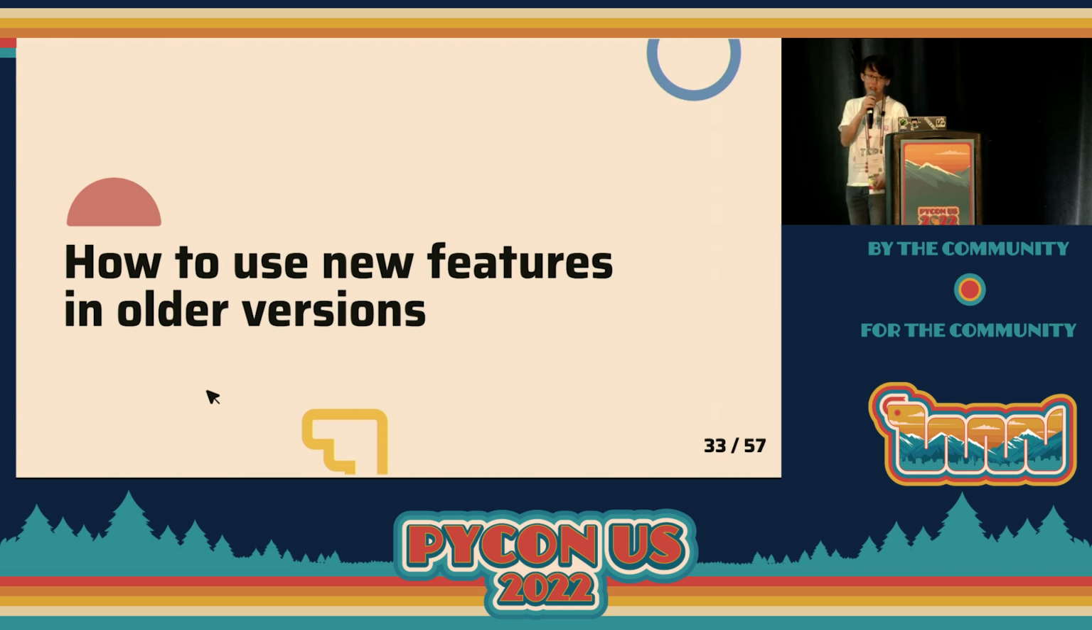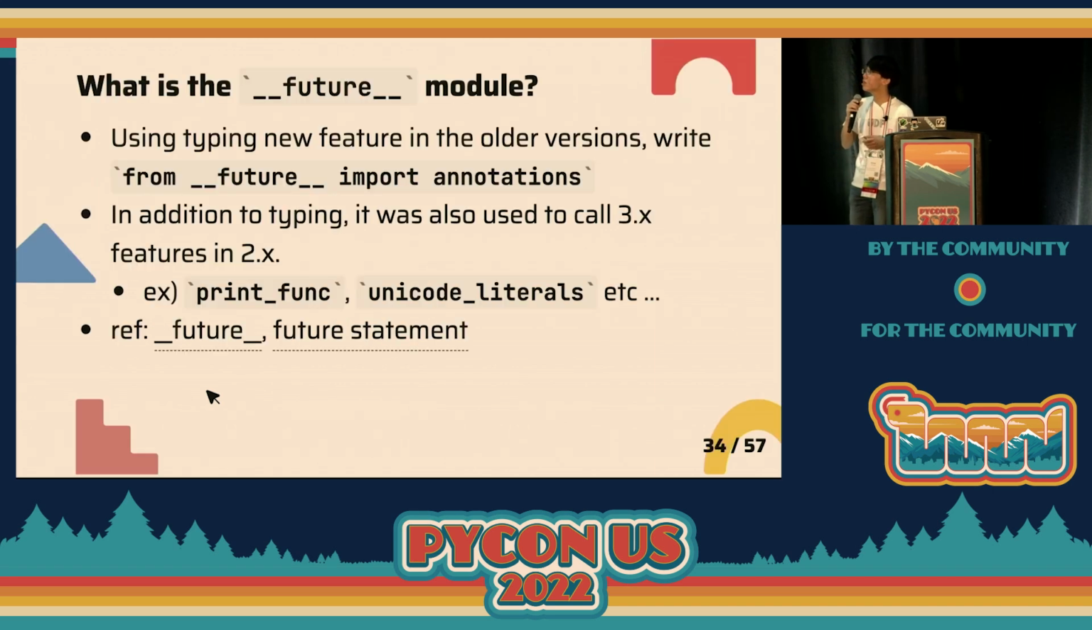Yes, I talked about some new features. It is backward compatibility for older versions. Okay. What is the Dunder feature modules? Yeah, it is using typing new features on the older versions. Write this import statement. In addition to typing, it was also used to call 3.x features in 2.x, for example, print functions. Yes, that is Dunder modules.